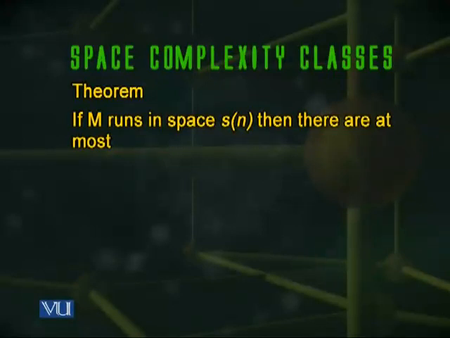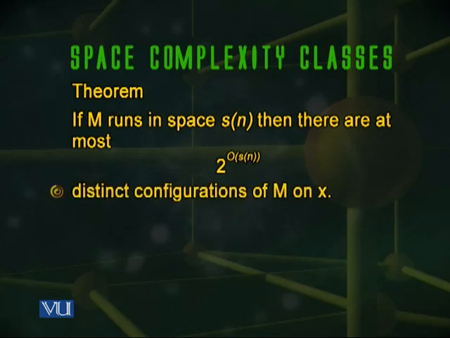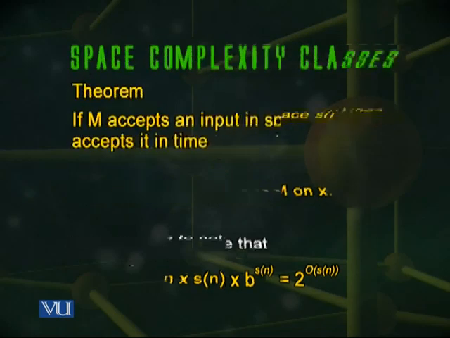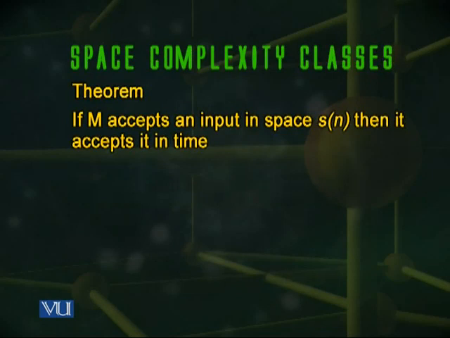This theorem says that if M runs in space S of n, then there are at most 2 to the order S of n distinct configurations of M on X. Well, for this we have already counted the number of distinct possible configurations of M on X, and they can be at most n times S of n times B to the S of n, and the only thing we note is that this quantity is 2 to the order S of n. Next, we can prove this theorem which says that if M accepts an input in space S of n, then it accepts it in time 2 to the order S of n.